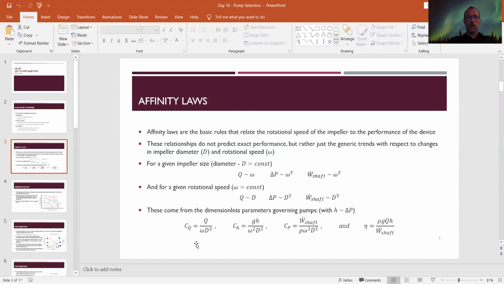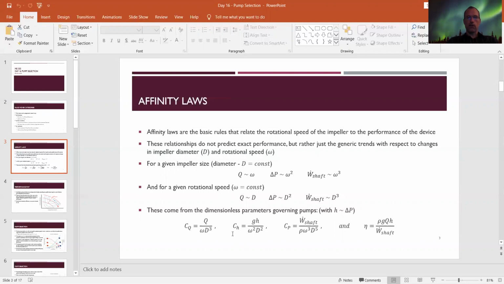Looking at my dimensionless numbers, I can form the grouping flow rate Q over rotational speed omega and diameter cubed. That gives me a dimensionless number. This dimensionless number I'm going to call the flow coefficient, CQ. And so I can see from this that if CQ is constant, that means Q and omega are directly proportional, just like I have up here.